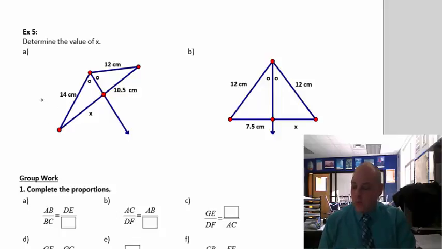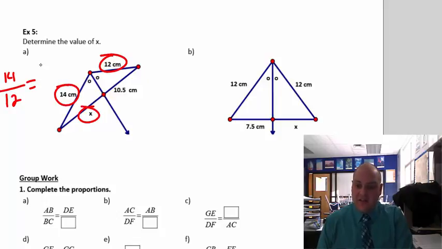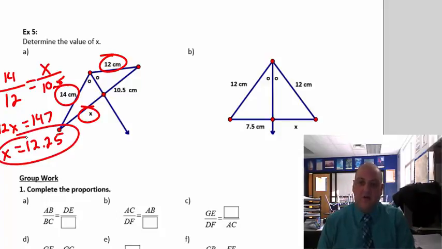So for this one here, we would have 14 is to 12, following the last example, right? 14 is to 12 as x is to 10.5. And then we cross multiply. 12x equals 147, and x equals 12.25 when you divide it out.